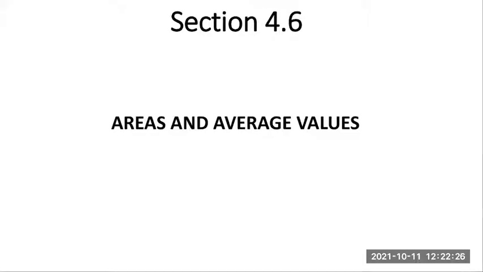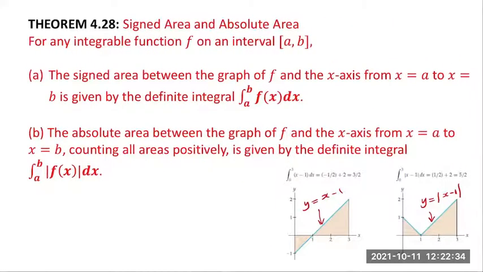In this video, we will be going over section 4.6. Section 4.6 is about areas and average values. We are going to start with theorem 4.28, signed area and absolute area.